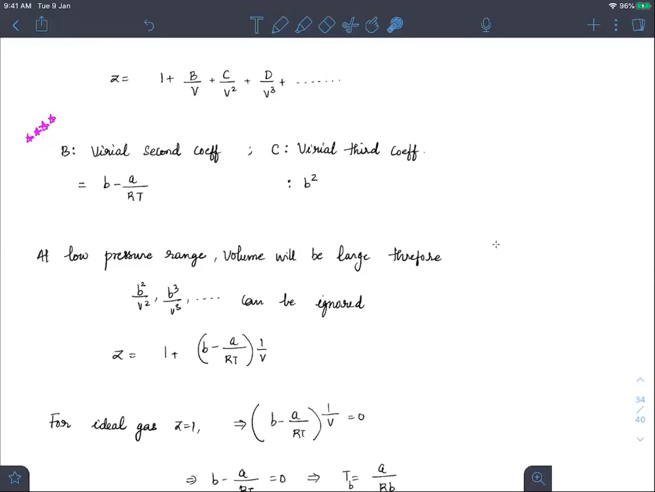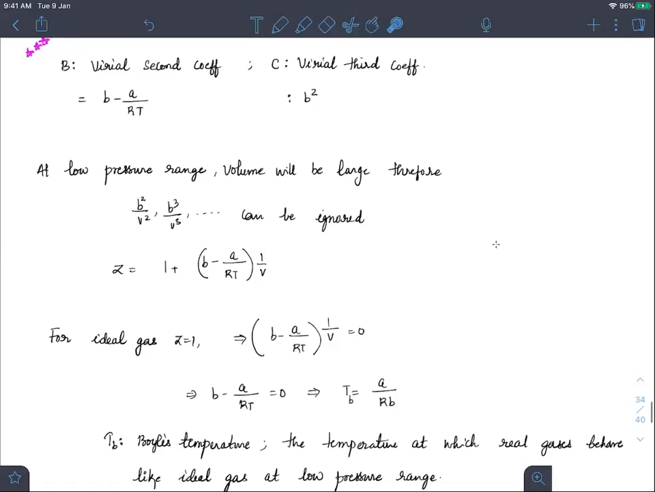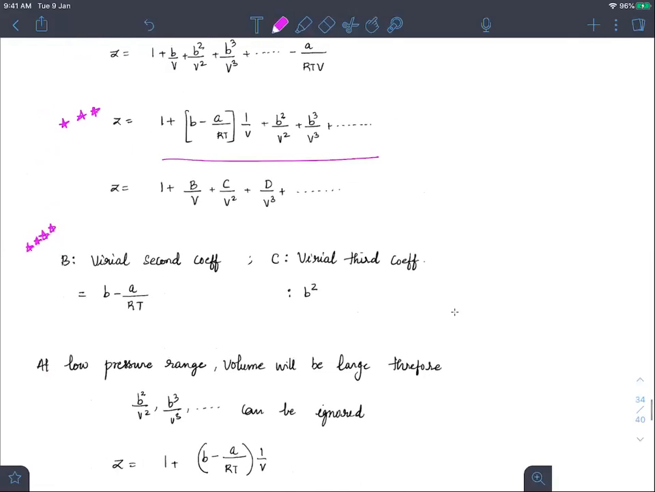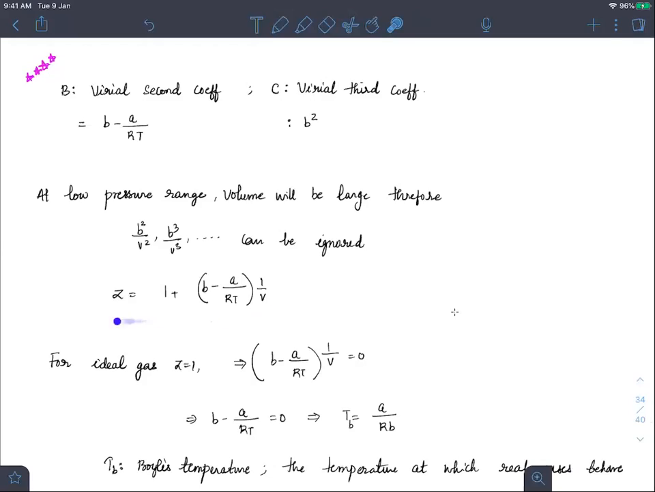So I guess you guys can be able to do this. Next, at low pressure range, got it? If you see how the graphs vary, check out. If the same equation, if I operate at low pressure, this volume would be very big. तो ये बड़े-बड़े terms ignore कर सकते हैं हम लोग. So if I ignore that, I will get only this equation.